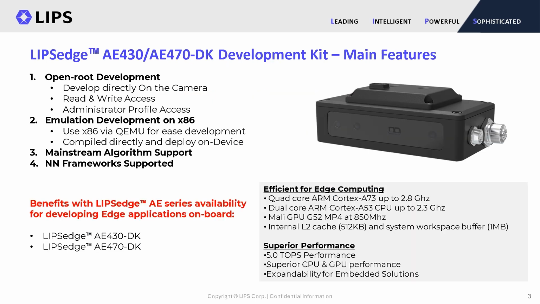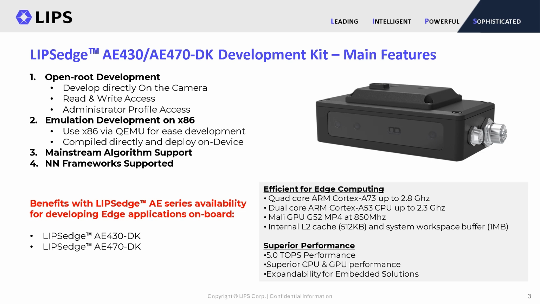It offers incredible features. 1. Open root development, where developers can develop directly on the camera. Read and write access for the camera at the SoC. Administrator profile without access limitations or constraints. 2. You can also do the development on x86 systems via QEMU for ease of development and compile directly with QEMU and deploy on-device. 3. With major and mainstream algorithm support. And 4. With example codes of neural network frameworks supported.